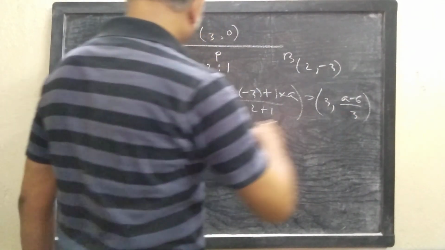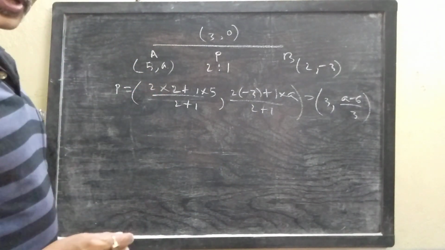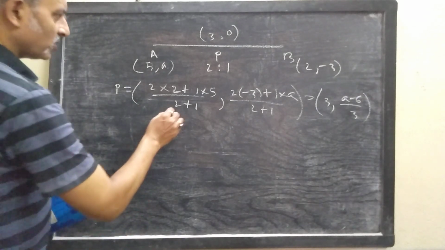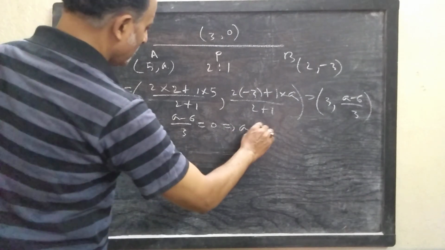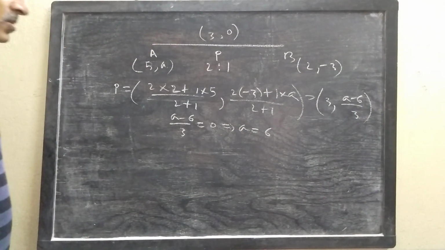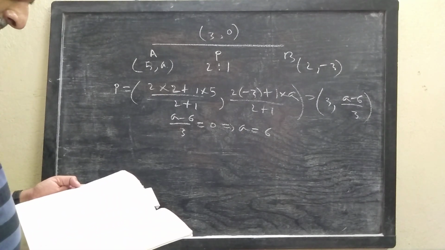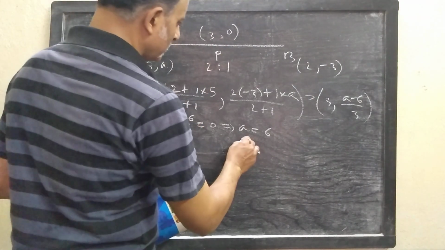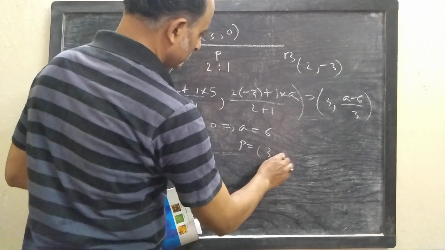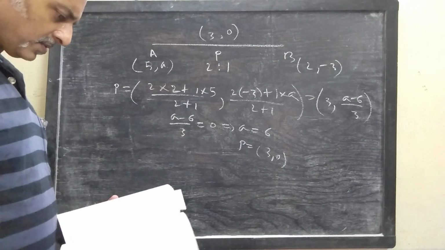Now, as this point lies on the x-axis, its ordinate should be 0. So we must have a minus 6 by 3 equals 0. That will give us a equals 6. So the value of a is 6 here, and the coordinates of P become 3 comma 0. Next question.